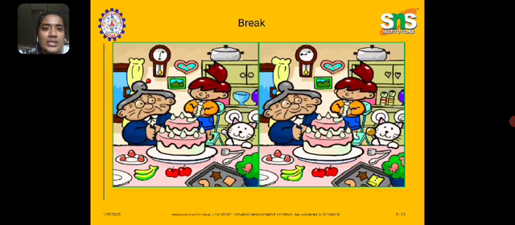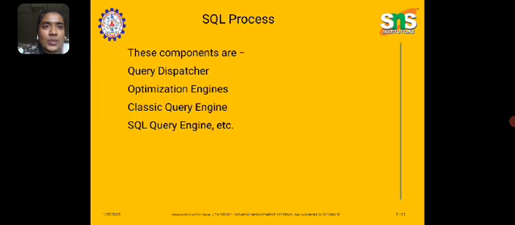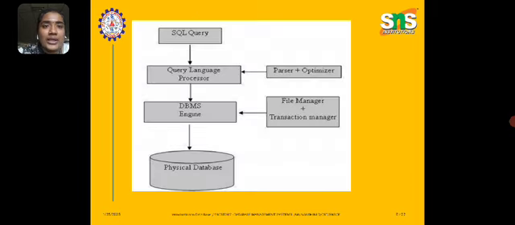For example, a breakdown has been given here of the SQL process. These components are the query dispatcher, optimization engines, classic query engines, and SQL query engines. The SQL query is sent to a query language processor. It gets processed there and is sent to the database management system engine. All three, the SQL query, the query language processor, and the DBMS engine, go into the physical databases. In the query language processor, a parser and optimizer are involved, and in the database management system engine, file manager and transaction management are done.